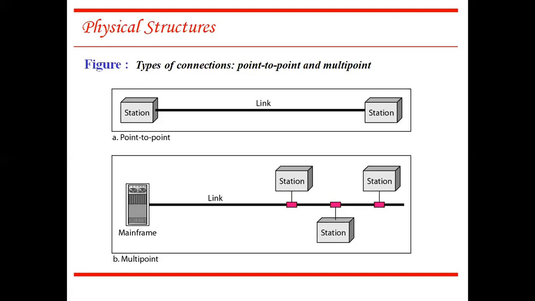Now we look at the screen, on which the first one represents point-to-point connections. The second one is a multi-point connection. A point-to-point connection provides a dedicated link between two devices. The entire capacity of the link is reserved for the transmission between those two devices. A multi-point connection is one in which more than two specific devices share a link.